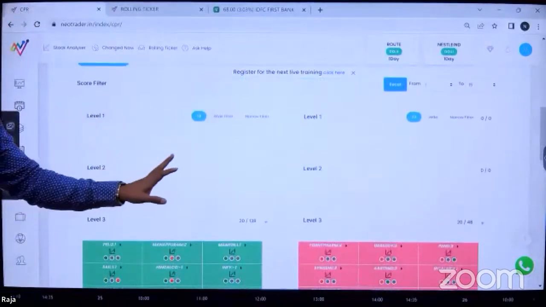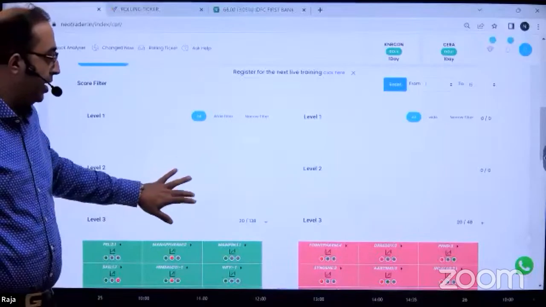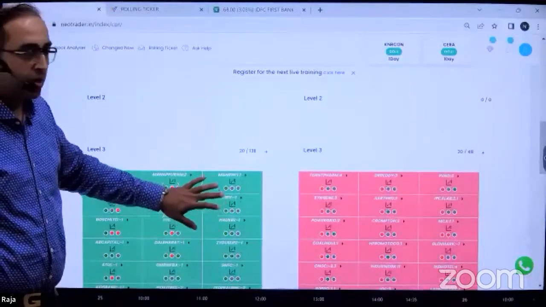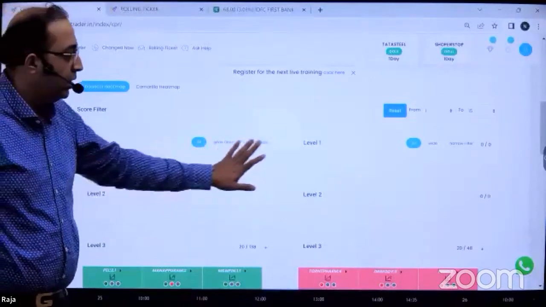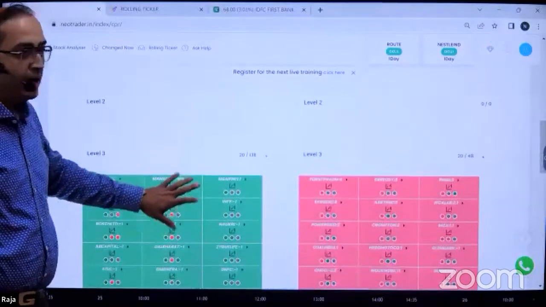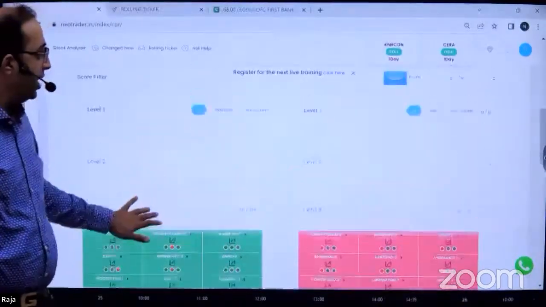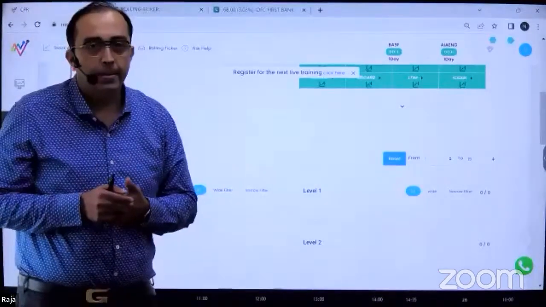This is the intraday page where we are grading. Level 1 is the best grade stock, and level 3 is where the CPR is developing. So any trade which comes in level 1 are the ones to be traded. Got it?